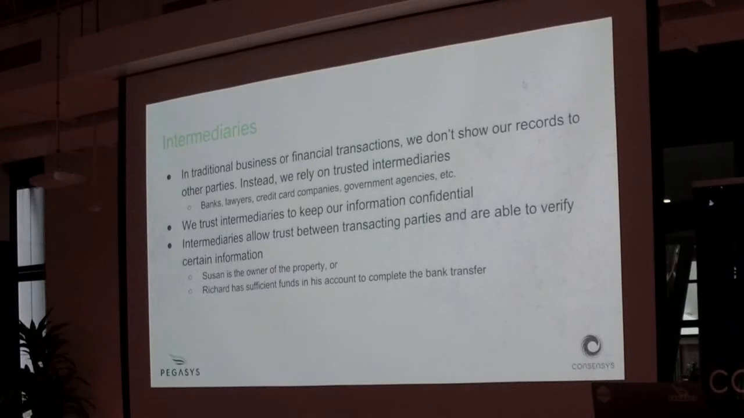And we trust that they will then verify the information between the transacting parties. They would verify that Susan is indeed an owner of a particular piece of property, or that I, for example, have sufficient funds in my bank account to make a bank transfer. So this service that is provided by these intermediaries actually comes at a cost. It costs time and it costs money.